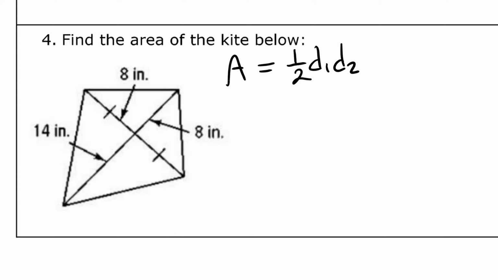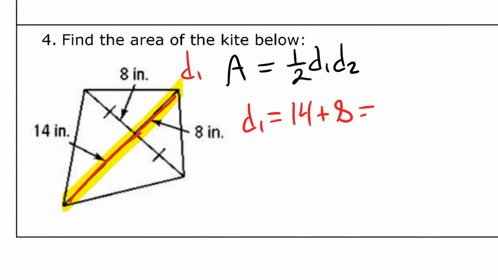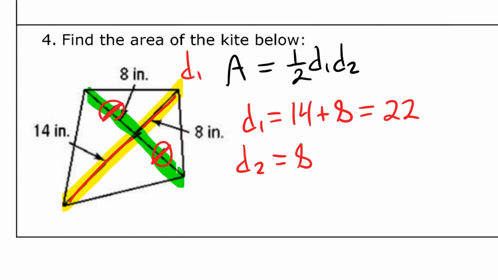I got a lot of information. First of all, I know that for at least this diagonal, which I'll call D1, this segment is 8 inches and that segment's 14. So I could go ahead and figure out D1 is 14 plus 8, which is 22. For D2, let's highlight that. It gave me 2 congruent marks here and here, meaning that if this is 8 inches, this one is also 8 inches. So D2 can just be 8 plus 8, which is 16. And let's put units on here: 22 inches and 16 inches.